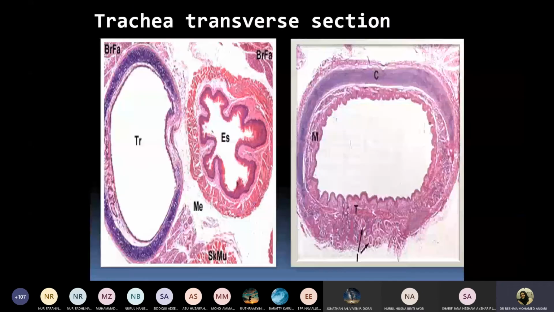When you look at the transverse section, the esophagus is collapsed. The trachea is open. So meaning that breathe more, eat less. But do we do that? No. We eat more and breathe less. So this is just to show how the cartilage keeps the airway open.